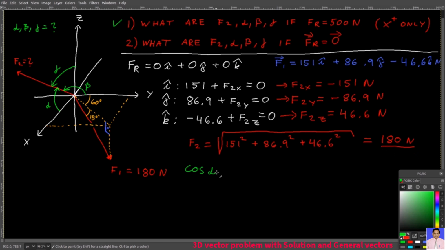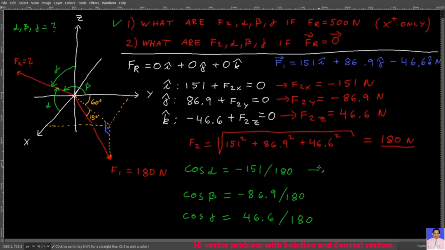Then cosine alpha equals minus 151 over 180. Cosine beta equals minus 86.9 over 180. And cosine gamma equals 46.6 over 180. And so that means that alpha equals 147 degrees, beta equals 119 degrees, and gamma equals 75 degrees. And that's how you solve these kind of problems.